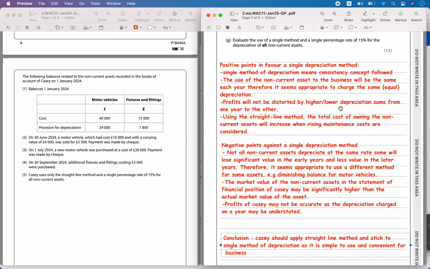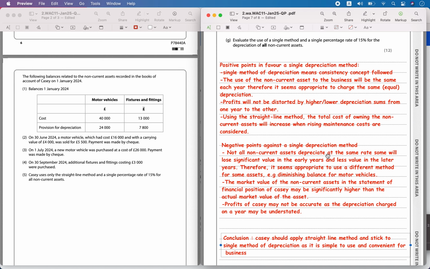And profits will not get distorted by higher or lower depreciation sums from one year to other year. And also if she uses a straight line method, the total cost of owning the non-current assets will increase when maintenance costs are considered to be raising. So, and it is simple to use and also easier to calculate.